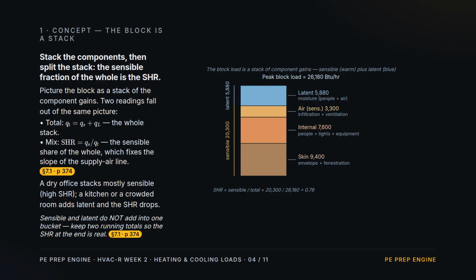A dry office is mostly sensible, so a high ratio. Add people or a kitchen, and the latent grows and the ratio drops. Keep sensible and latent in two separate running totals. That's what makes the ratio real at the end.